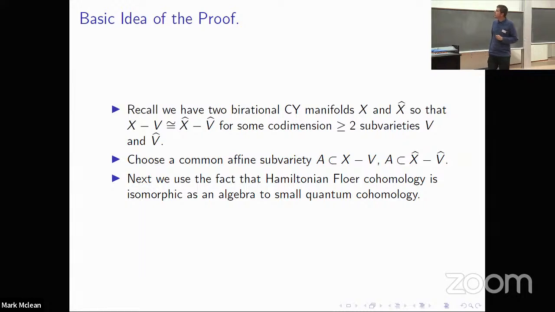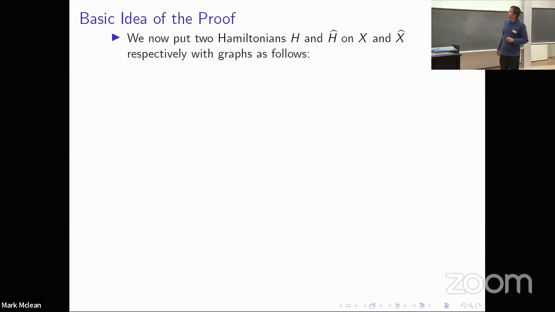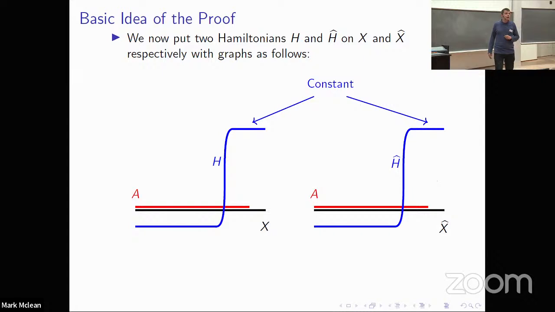So I want to compute this Hamiltonian Floer cohomology group on both sides. And what I want to do is choose an appropriate Hamiltonian. I'm going to put one Hamiltonian H on X and one Hamiltonian H hat on X hat. Schematically, they're going to look like this. Inside a large compact subset of A, they're less than 0 and very small. And then they grow rapidly to a large constant, near the divisor at infinity, the region X minus A and X hat minus A. And I want the Hamiltonians to be constant in that region. Okay, so that's what the Hamiltonians look like.